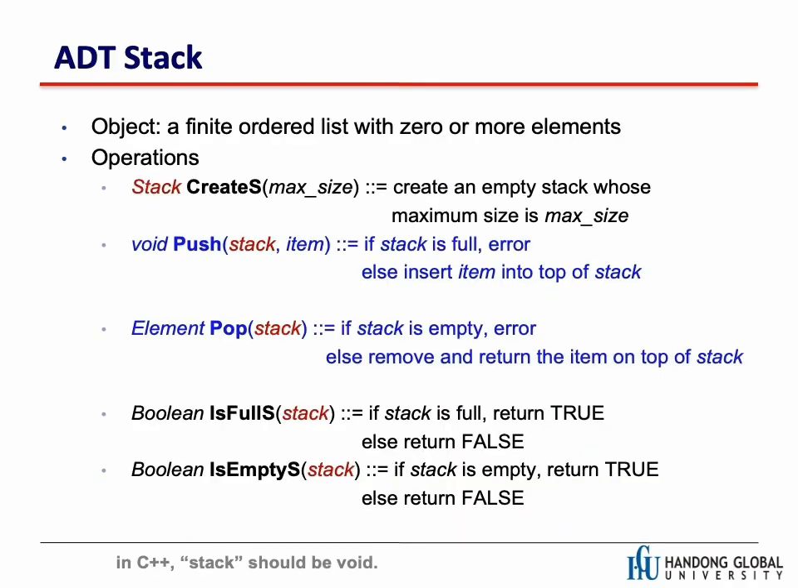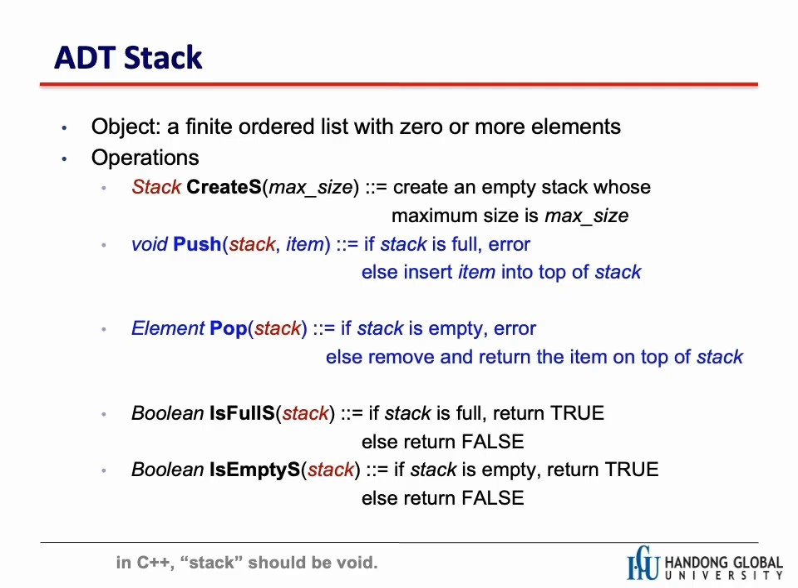Okay, so now let's try to understand a stack as an abstract data type. So far we talked about some figures, right? So we talked about how it works. So let's talk about stack as an abstract data type. So first, data. Data is a finite ordered list with 0 or more elements. Okay, so we can use an array or some other implementation, but basically in the abstract data type, the data is a finite ordered list with 0 or more elements.